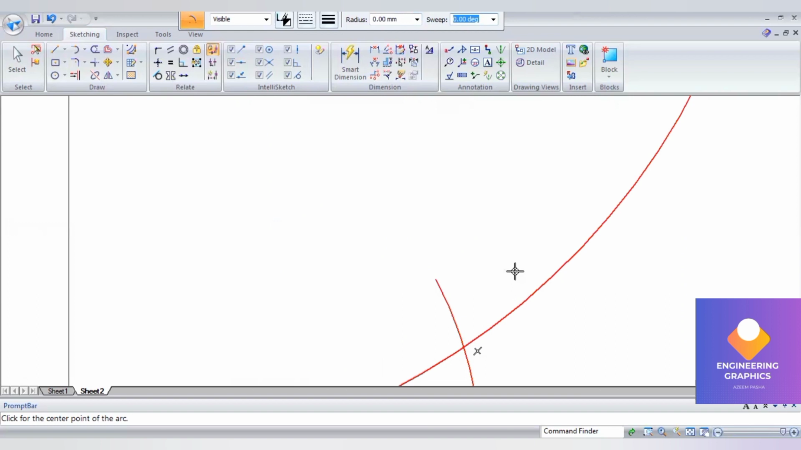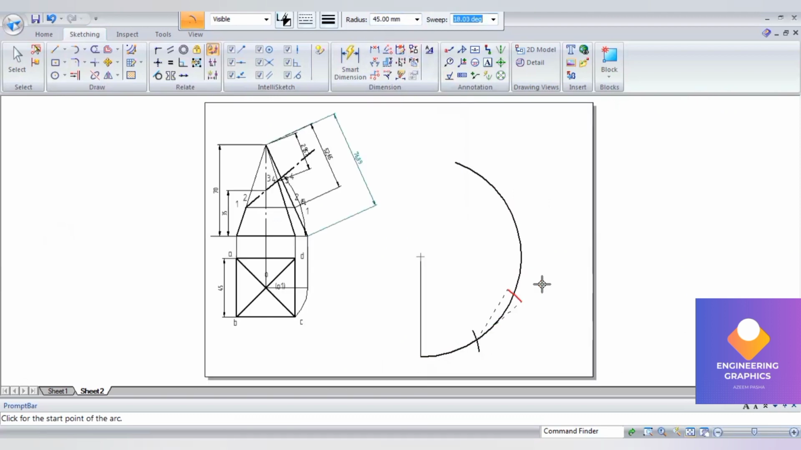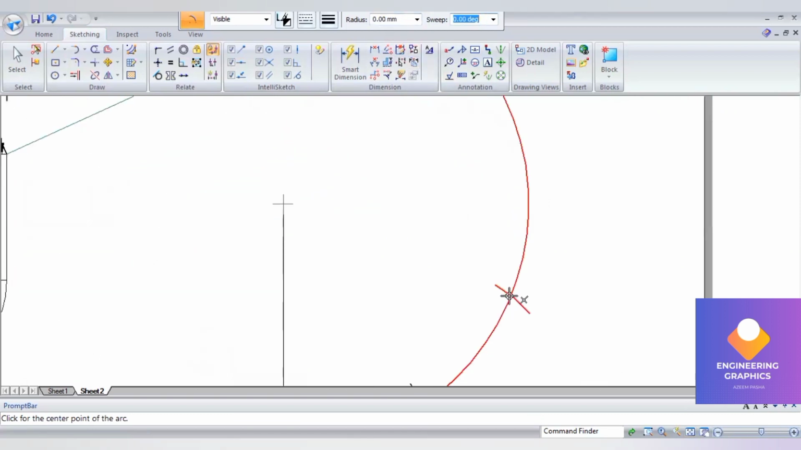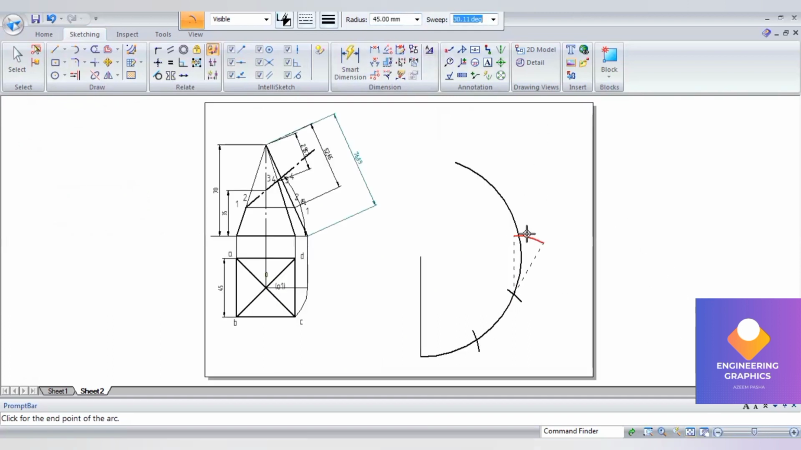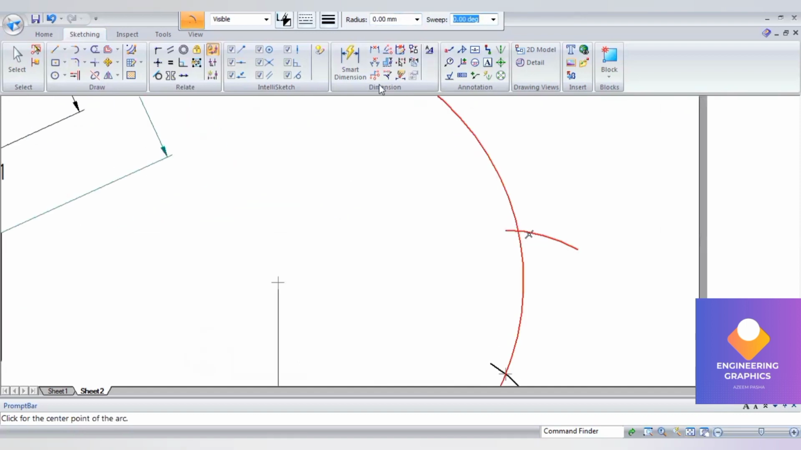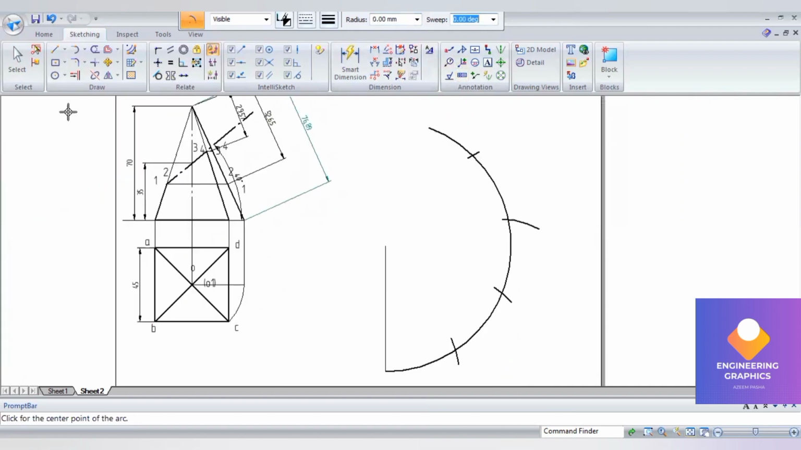Now after cutting the first arc, I am again measuring the radius of 45 and cutting the arc, and again 45 and cut the arc. Again you can type 45 and cut the arc. You can join these cut points with a straight line. I'll make this thin.